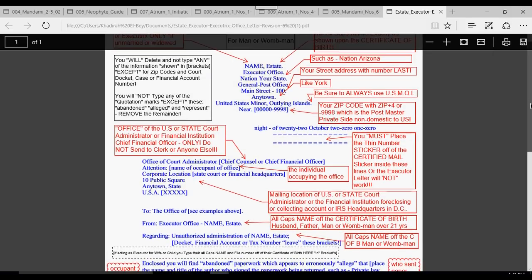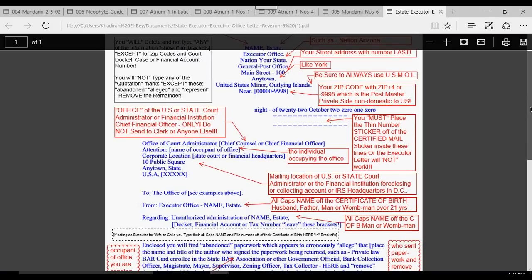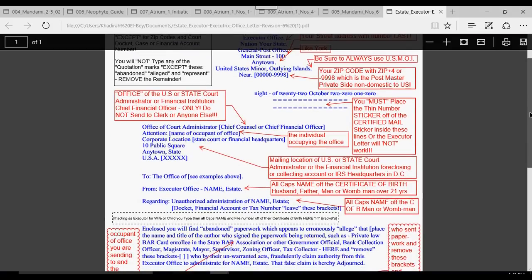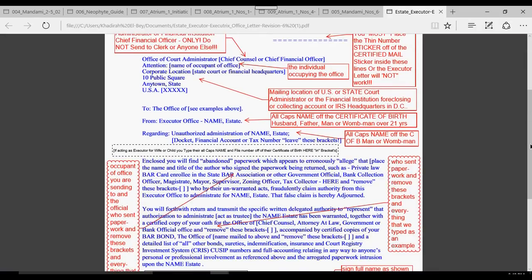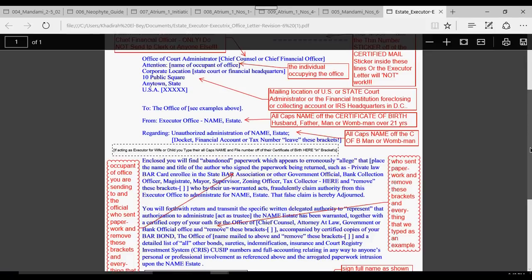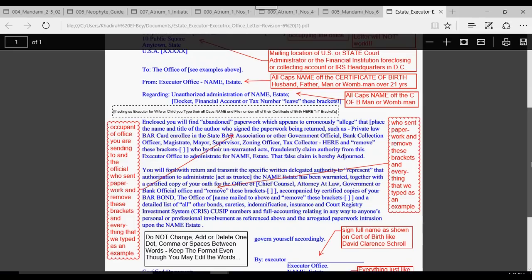Now, this tells you exactly how to fill it out. We will be sending this information to those who are up to date, as well as you will see here the mailing location of the United States or State Court Administrator or the financial institution, foreclosing or collecting agency, or the IRS headquarters in D.C. Right, this is basically what it says.